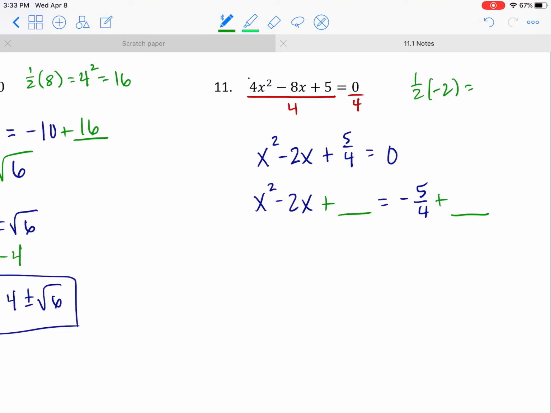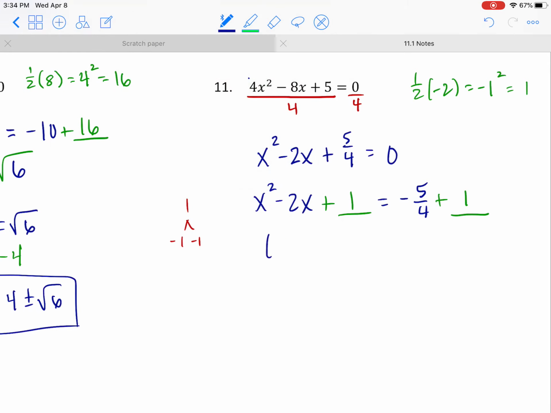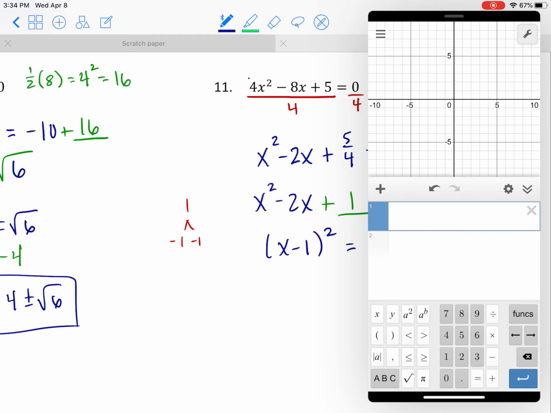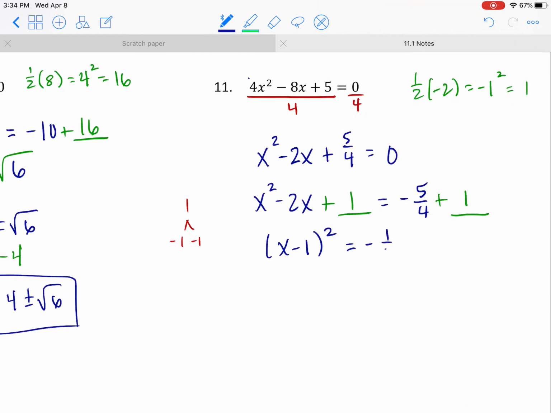So leaving the x squared and 2x, I'm going to move the positive 5 fourths over, so it's a negative 5 fourths. And now I got to figure out what to add to both sides of this equation. So I'm taking half of b, which is negative 2. Half of negative 2 is negative 1. I'm going to square that to get positive 1. So that's what I add here, and that's what I add here. And then factors of 1 that make negative 2, I feel like we just did this one, are negative 1, negative 1. So this is going to factor into x minus 1, or x minus 1 squared.